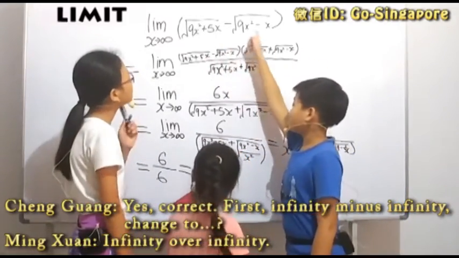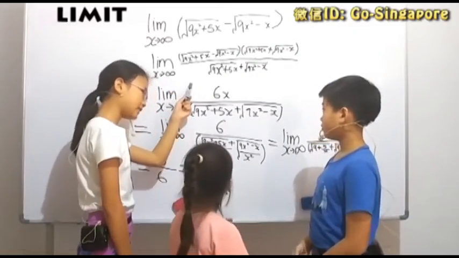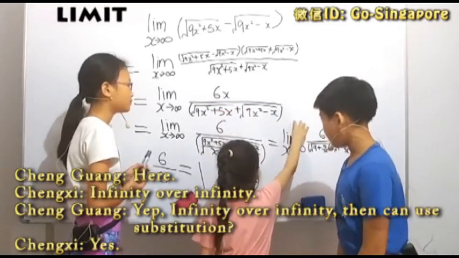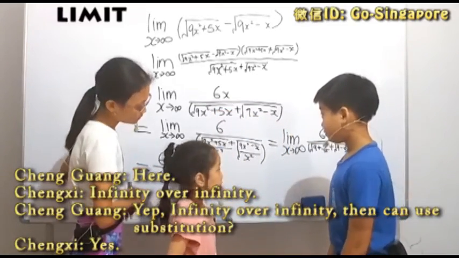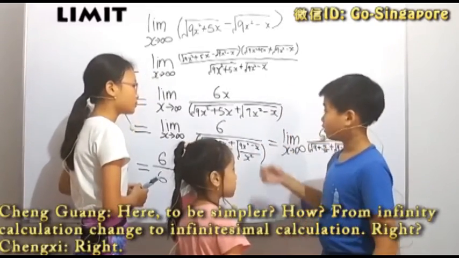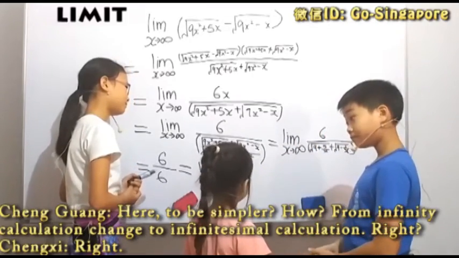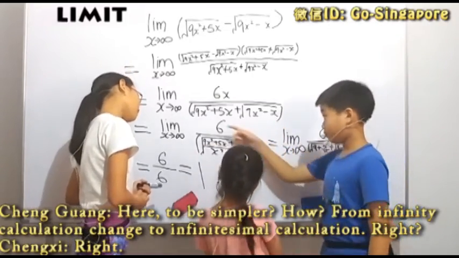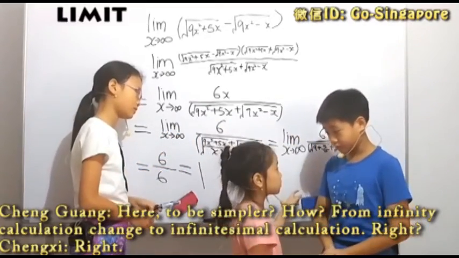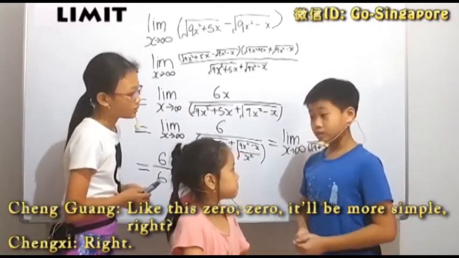First, infinity minus infinity changes to infinity over infinity. Then, can we use substitution? Yes, to be simpler. How? From infinity calculation change to infinitesimal calculation, right? Like this, 0, 0, even simpler, right?